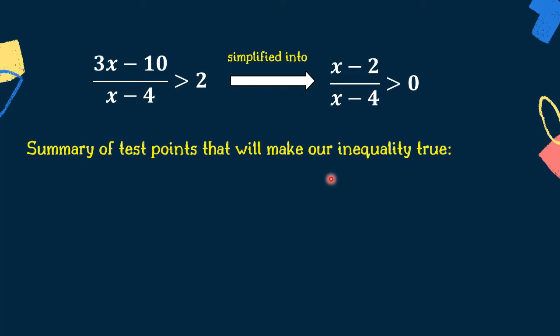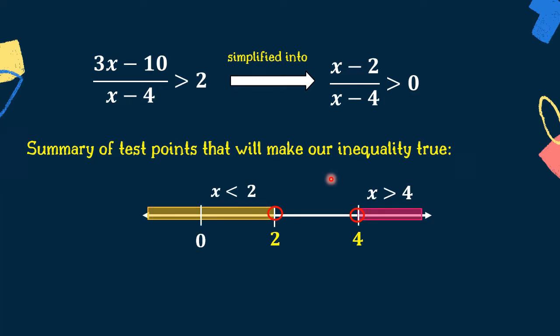So, from the testing of points, we have concluded that the only solution to our inequality expression above is represented by this graph. So we have here intervals, x is less than 2 and x is greater than 4. How do we write this in our interval notation?